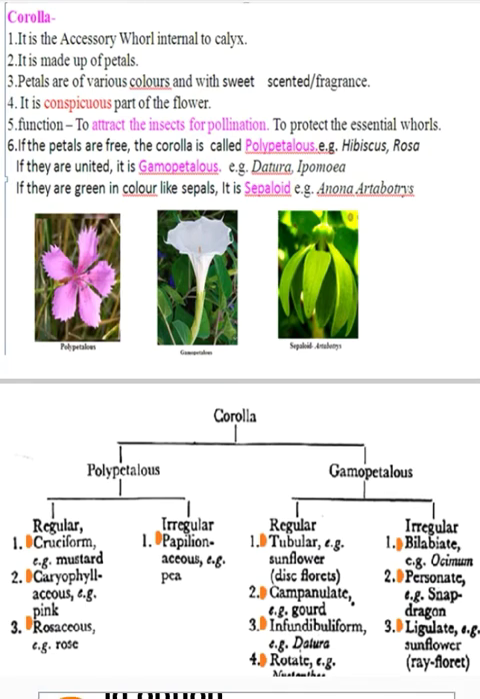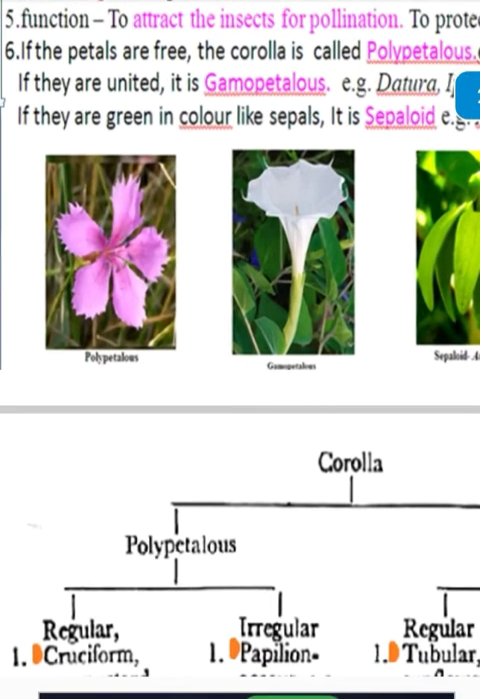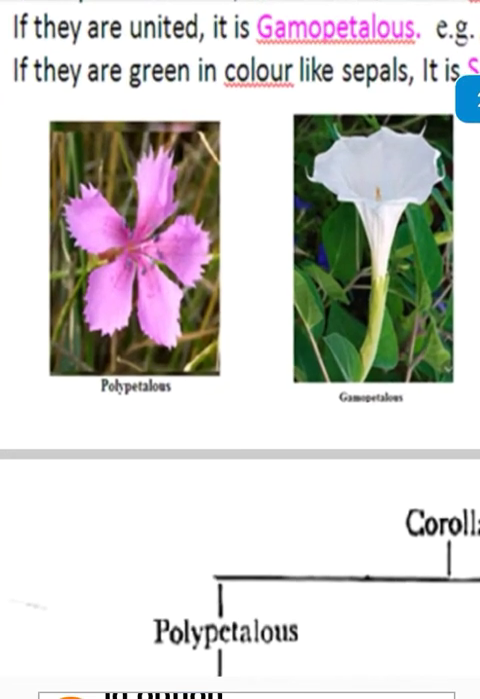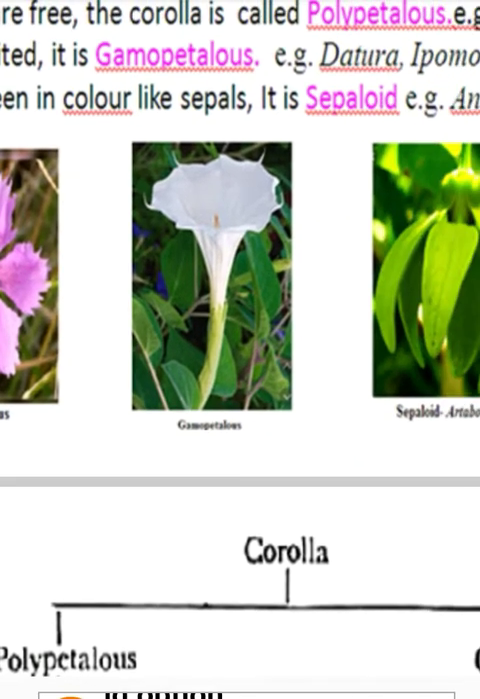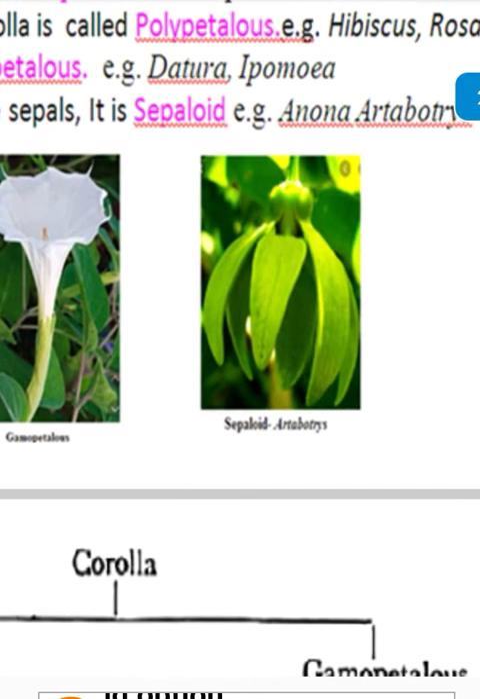In the figure, this is the polypetalous. All the petals are free from each other. Then in the gamopetalous, petals are united, and in the sepaloid, that means petals are green in color like sepals. Example is Artabotrys, that in Marathi is called Kauthi Chafa.